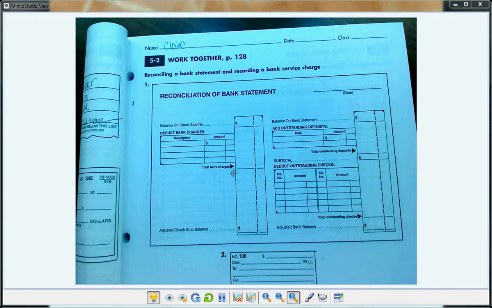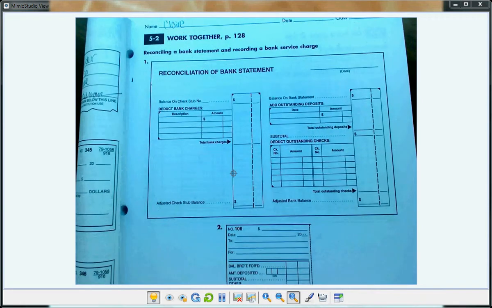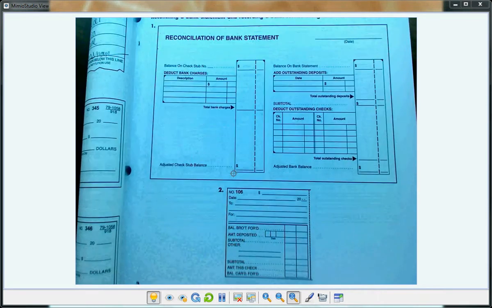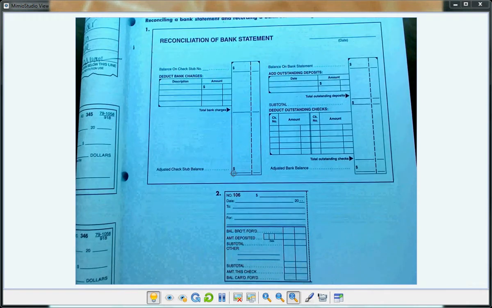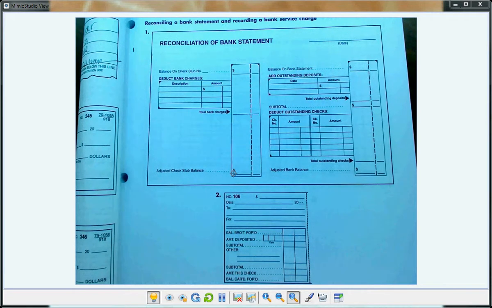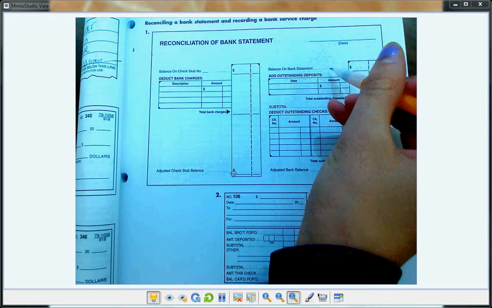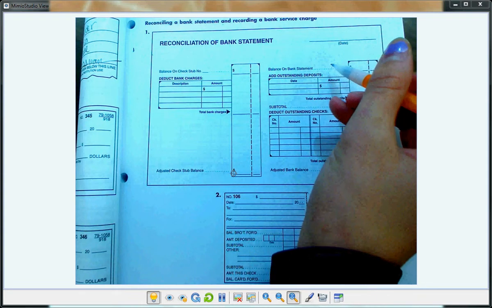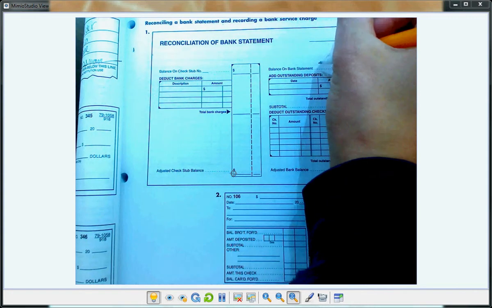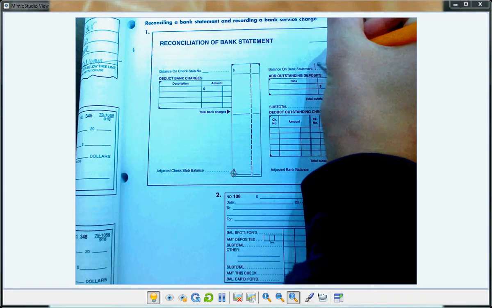Okay, we're starting. So we're preparing our bank statement reconciliation using the information they give us in the book. So we're doing part 1 there. From the book, it tells us our bank statement balance, $1,528. Where does that go? Balance on check stub? No. Yes, right there where Claire is. Balance on bank statement. 1,528.